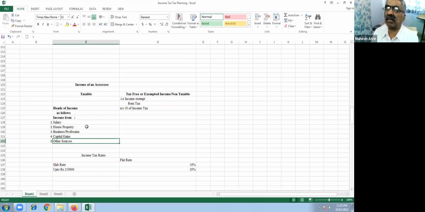And the last is income from other sources. I think MCOM students may be aware of the heads of income. They have already calculated the sum or calculated the tax also. But TYBCOM students are going to study income tax right now in this year. Please note that it is essential to classify the income under the five heads.